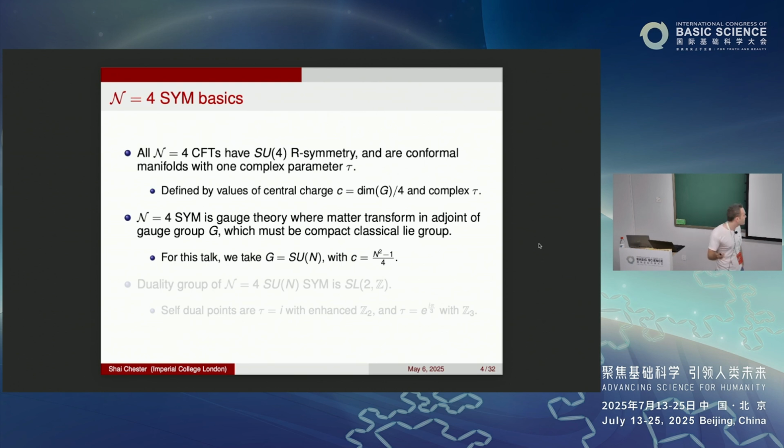We could do SO(N), for instance. And so in this case, C is proportional to N squared. So we'll use them interchangeably. So this is a conformal manifold, which means that there is a duality group, which moves you along the conformal manifold, it's SL(2,Z). And two special points on this manifold are when tau equals i or when tau equals e to the i pi over 3. Because in this case, the global symmetry is enhanced.